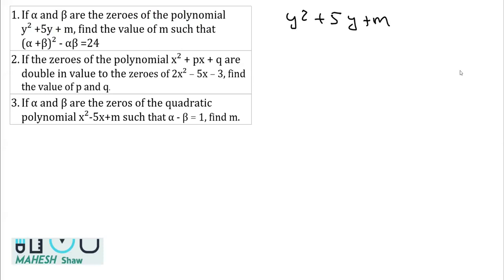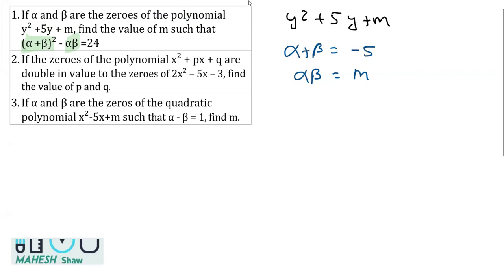Now we can see that we have to get alpha plus beta, which is nothing but the sum of the zeros. So the alpha plus beta, that is the sum of the zeros, is minus b over a. So we can say that it is minus 5. Now similarly, we also have to get the product of the zeros. As you can see, alpha beta is the product of the zeros, and alpha beta is equal to c by a. C is m, and a is 1. So that is m over 1.